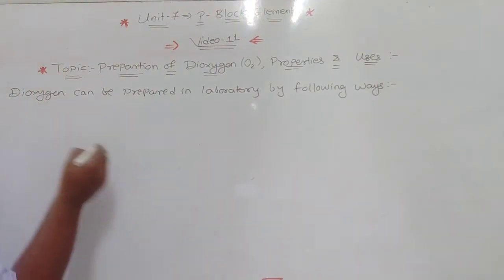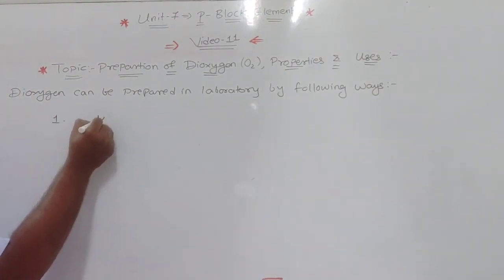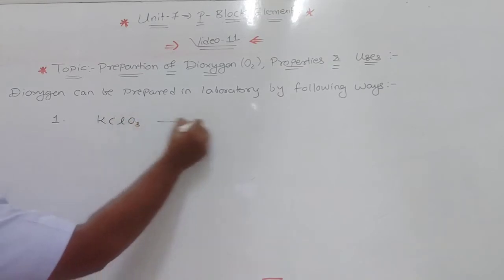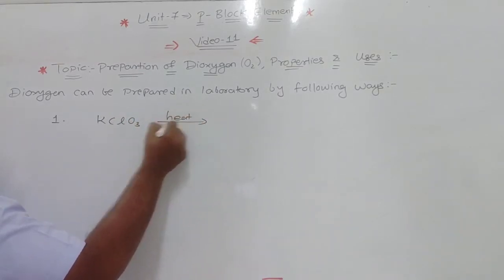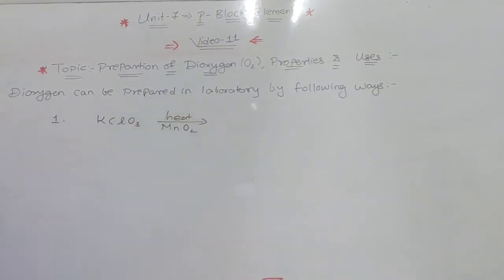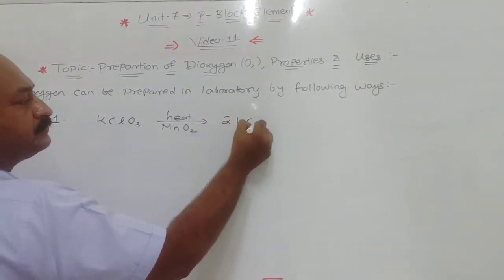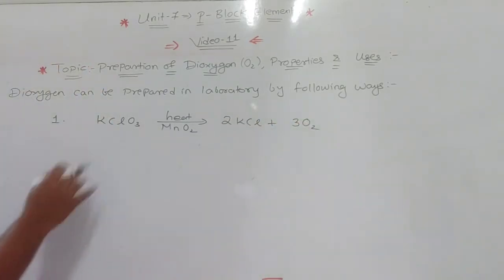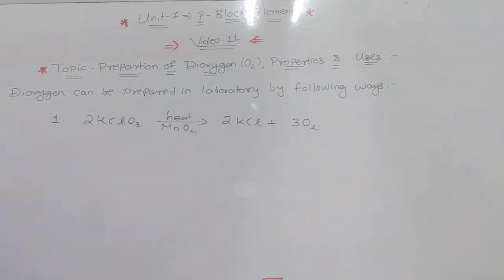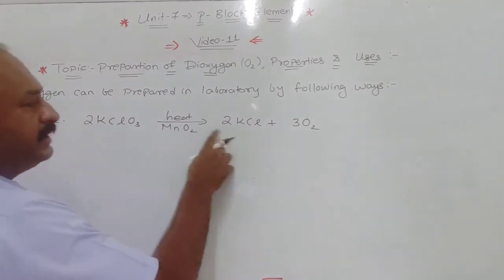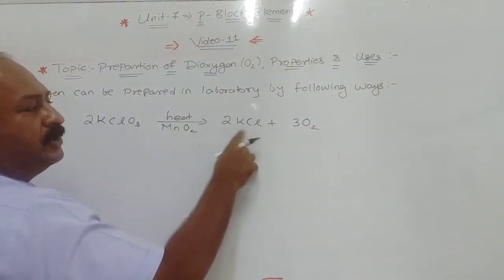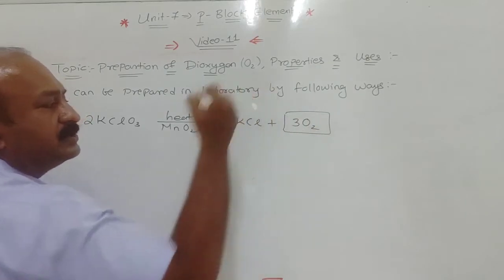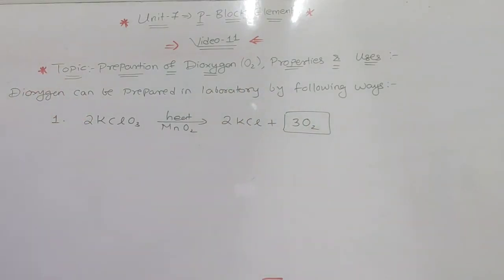This is the first method: when KClO3 is heated in the presence of manganese dioxide as a catalyst, you will get 2 KCl plus 3 O2. For balancing, we need to keep it as 2 KClO3. When it is heated in the presence of manganese dioxide, you will get dioxygen. This is a laboratory technique.